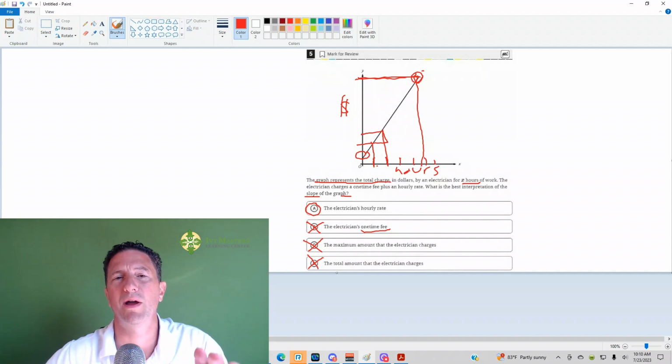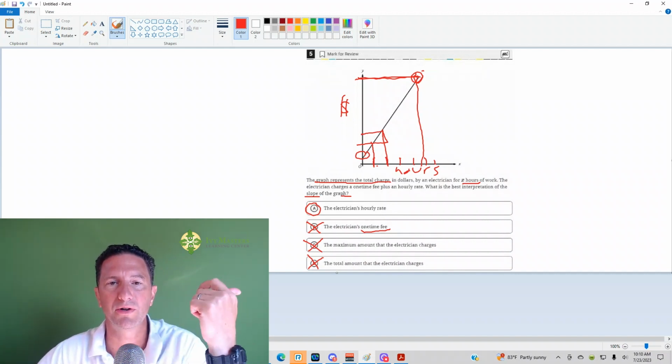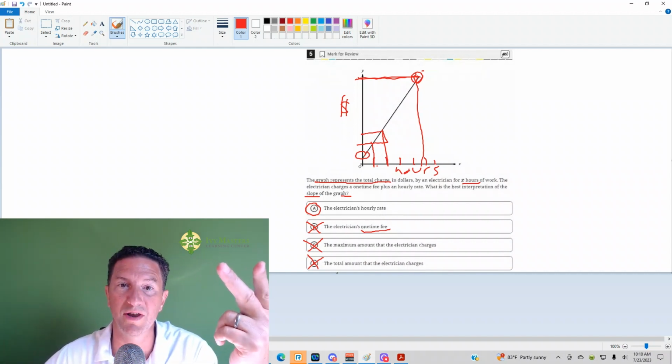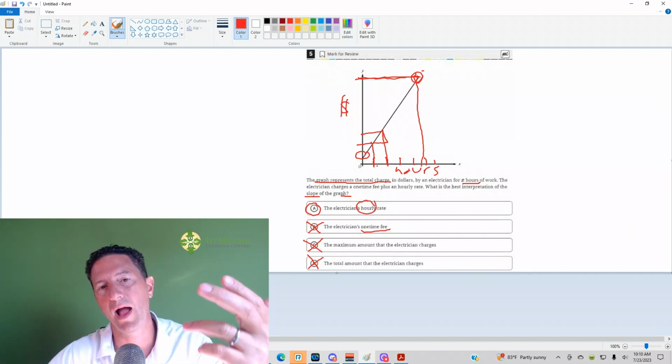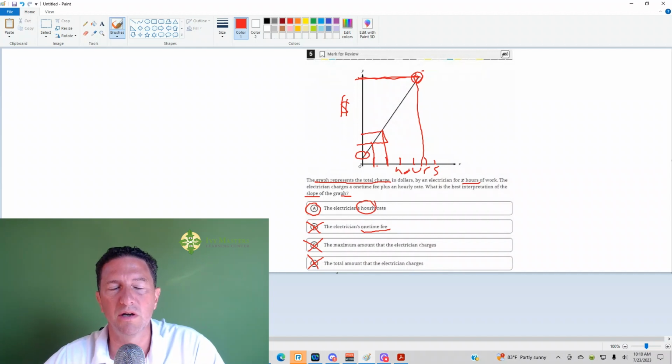By the way, anytime you see the word per, or you see the word each, or you see the word every, hourly is another way to say per hour, or every hour, or each hour. Those are like little keywords to help you to know that you're talking about the slope there.